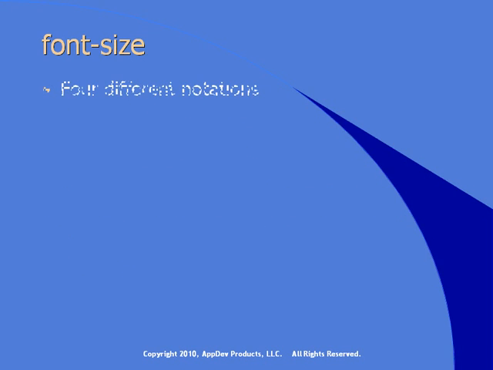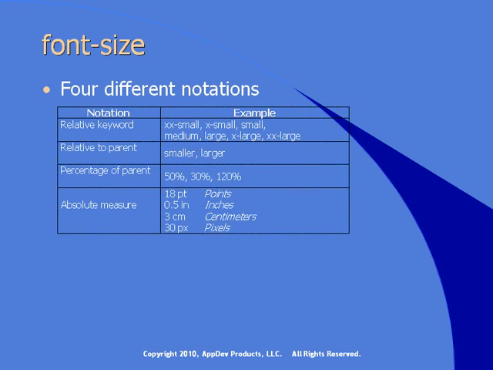Font size gives you 4 different ways, 4 different notations to specify the size. You can choose a relative keyword, like extra small, small, medium, large, and extra large, and those are defined by the browser. You can specify something that's relative to the parent, like smaller or larger. That actually means smaller or larger than you would have been if you hadn't specified a font size. Percentage of parent lets you say 50% of what I would have been, or 30% of what I would have been, or 120% of what I would have been.